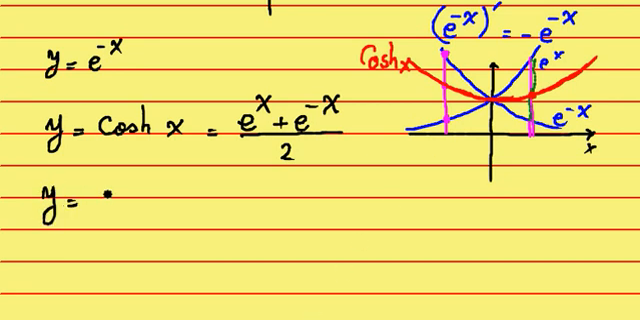Y is equal to sine hyperbolic of x, or sinh x. This is just the difference of these two functions divided by 2. So I'm just supposed to take a difference of these two and divide them. The graph of sine hyperbolic of x.